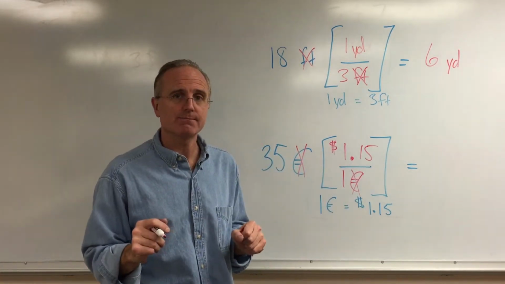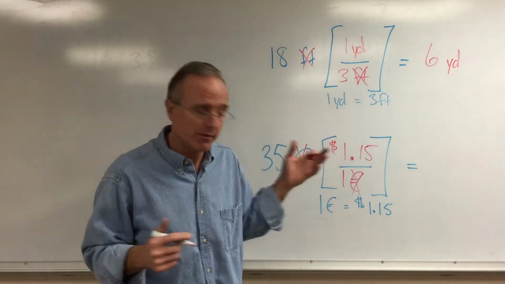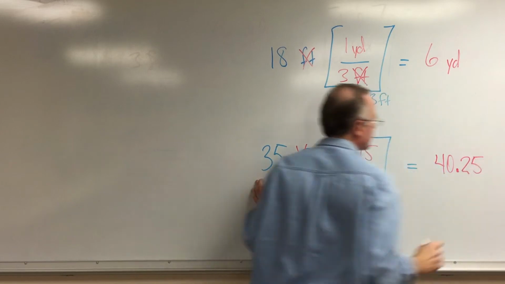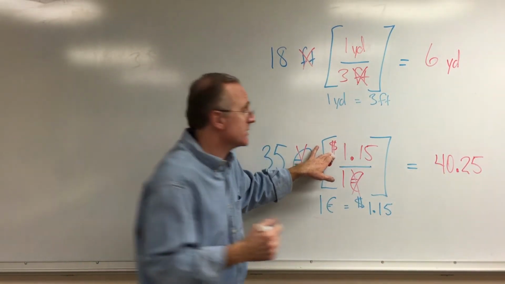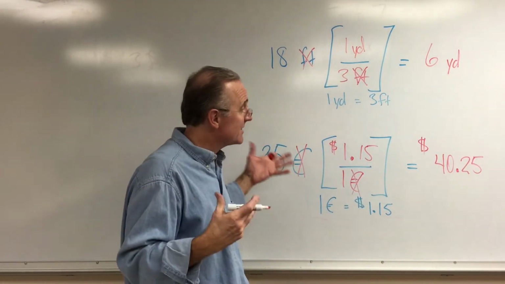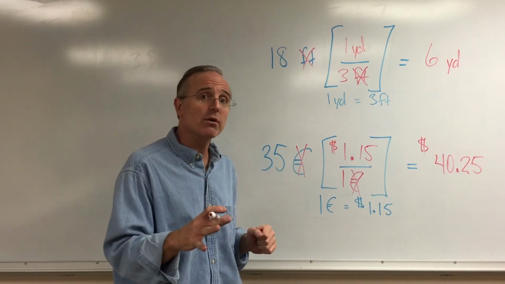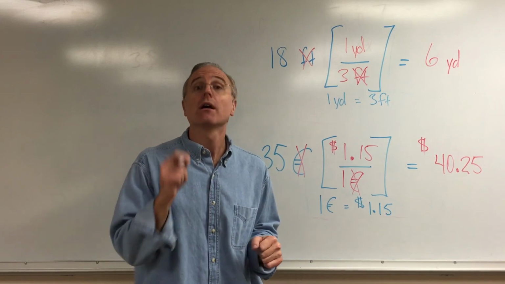$1.15 upstairs. Now I know to multiply 35 times 1.15. And the units, the euros are gone. All I've got left are US dollars. So 35 euros is the same as $40.25. And that works with any units that we have to deal with. So, go try a few.